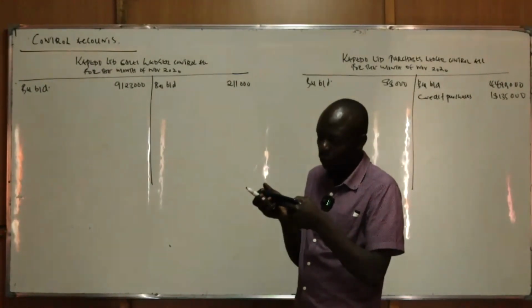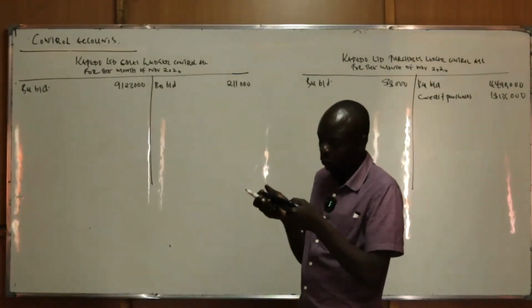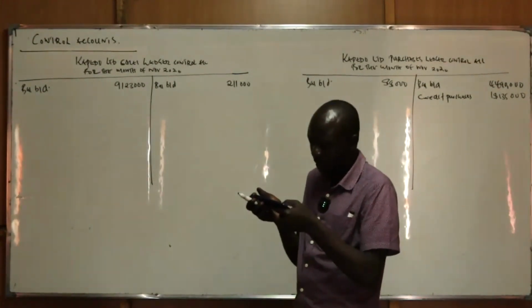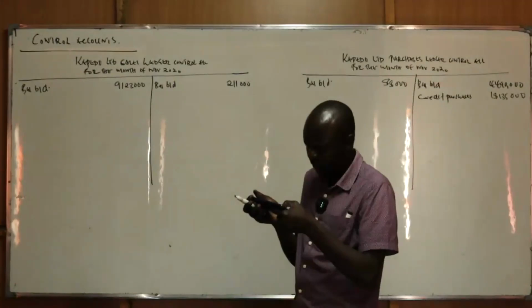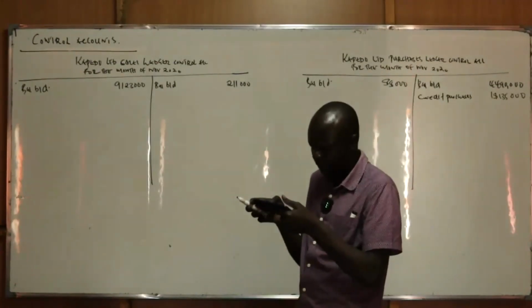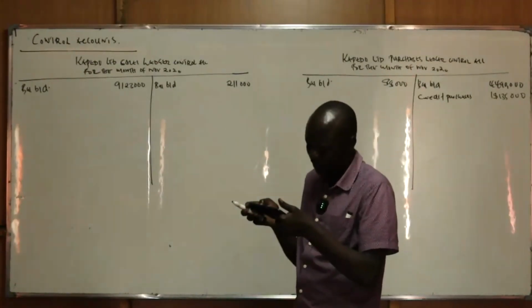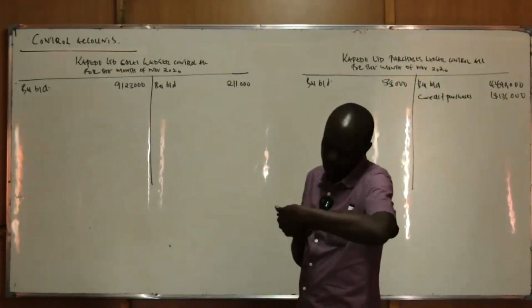Allowances to customers, not from customers. It's supposed to be allowances to customers, correct? Allowances. Is it allowances? How much is it?